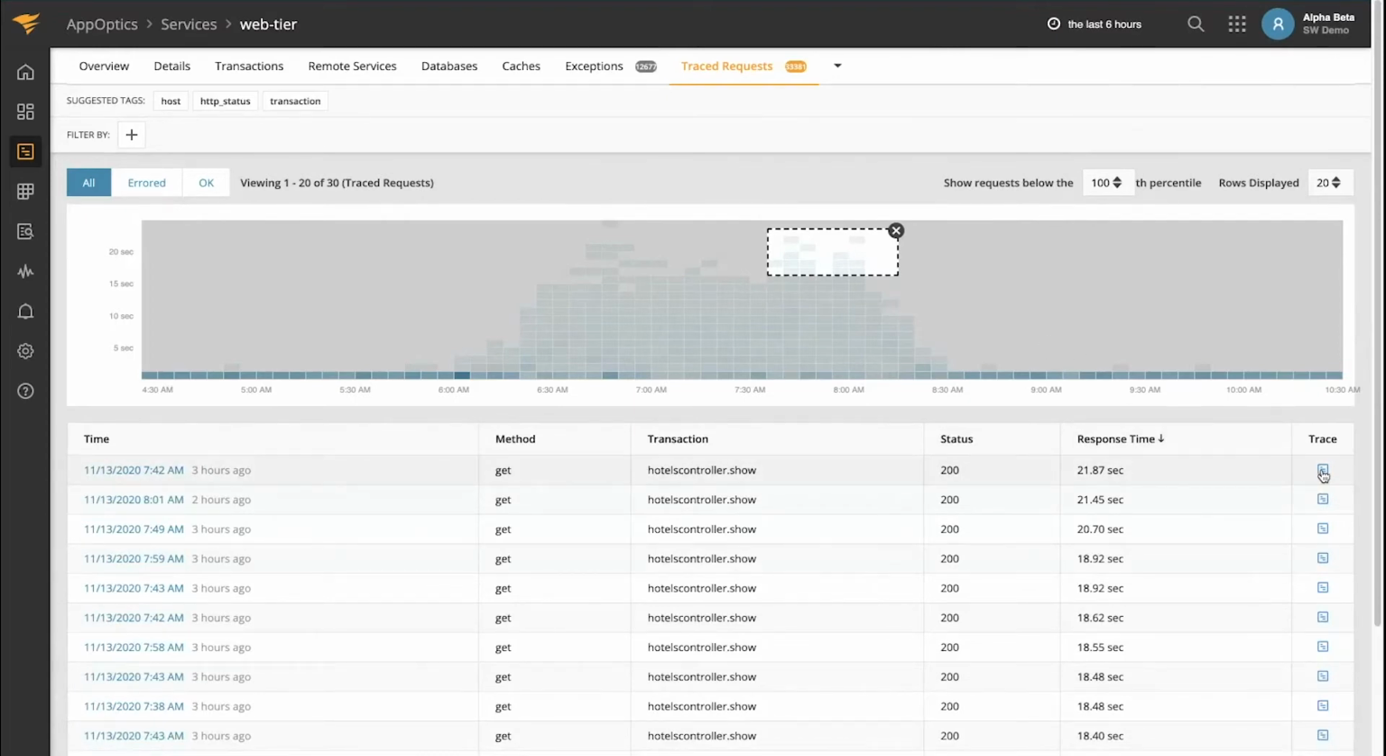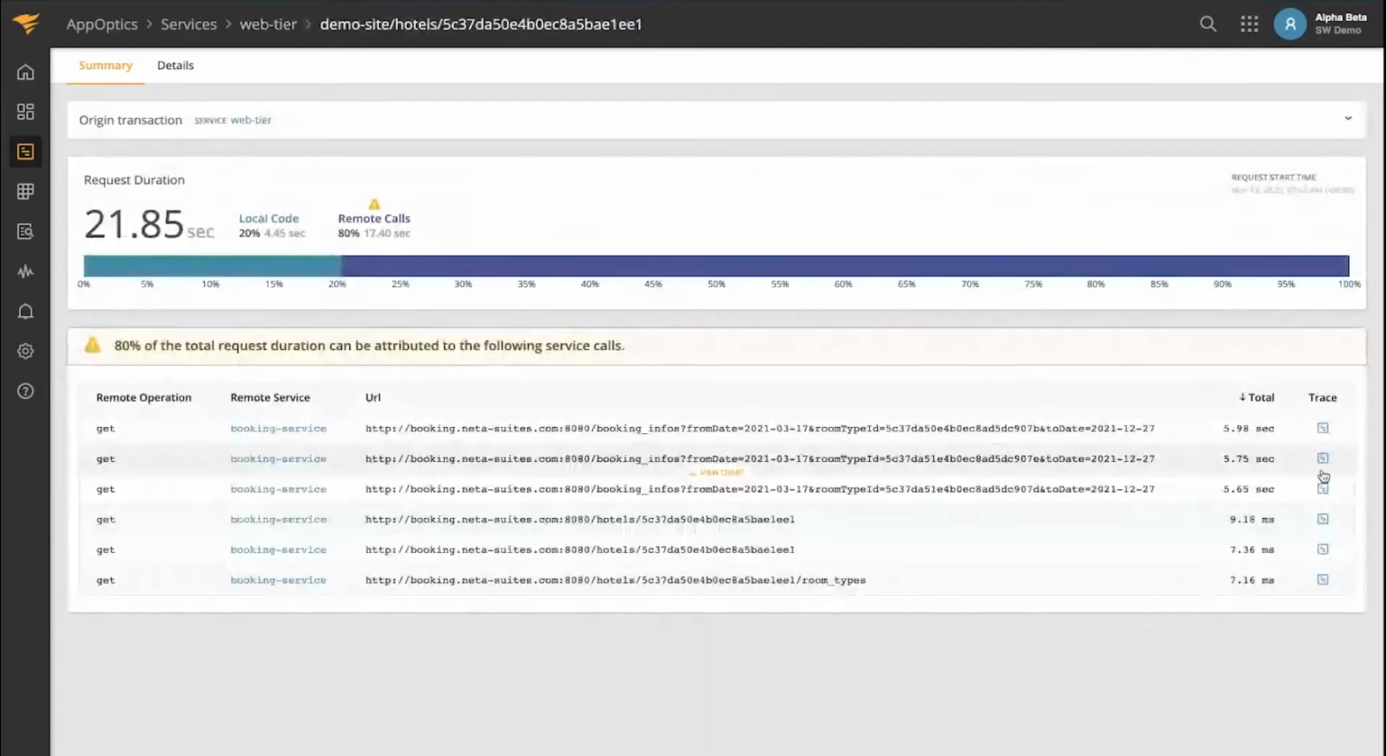Then I can just click on one of these. I can look at a request that took about 22 seconds. And when we open that up, we get more information about why this was slow. So this request took about 22 seconds. We can see that 80% of the time was being spent waiting on remote calls to the booking service. And if we want to see why the booking service was slow, we can just click once more.